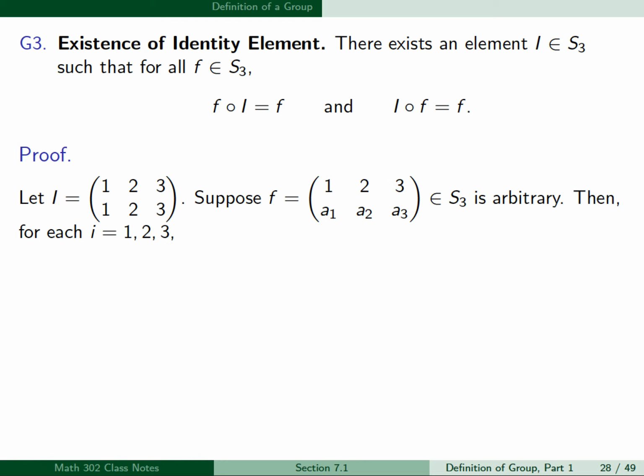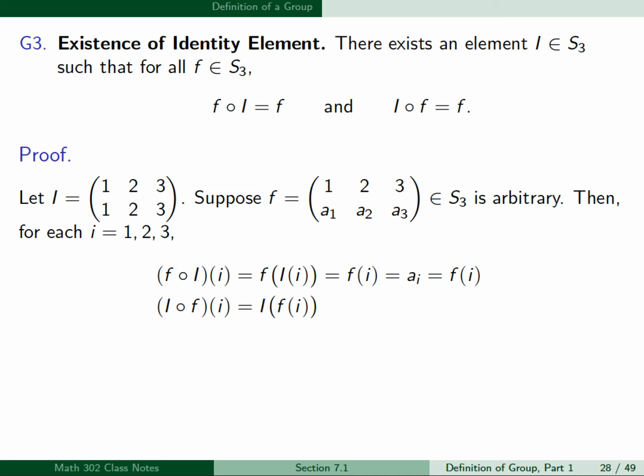Then for each i equal 1, 2, and 3, if we apply the composition F composed with I to little i, this will be F of capital I of little i, and capital I maps each element i to itself, so this will be F of i, which is equal to A sub i, which is equal to F of i. And then I composed with F applied to little i, this will be capital I applied to F of i, which is equal to I of A sub i, which is just equal to A sub i, which again is equal to F of i.